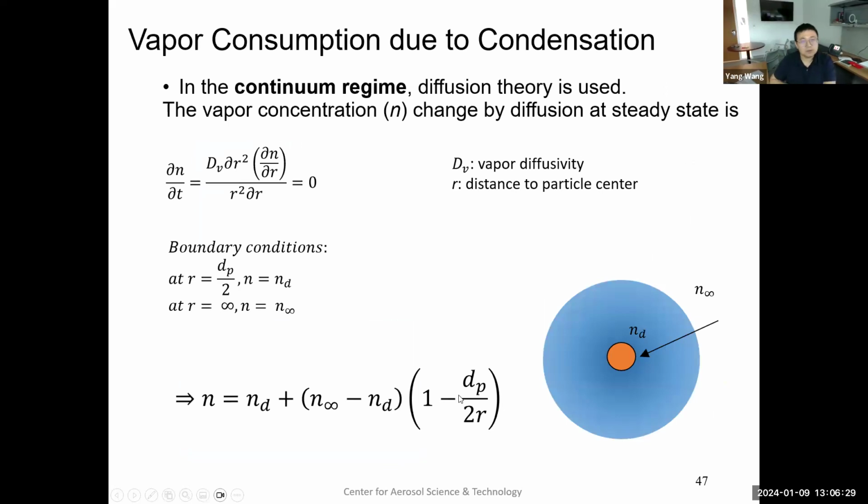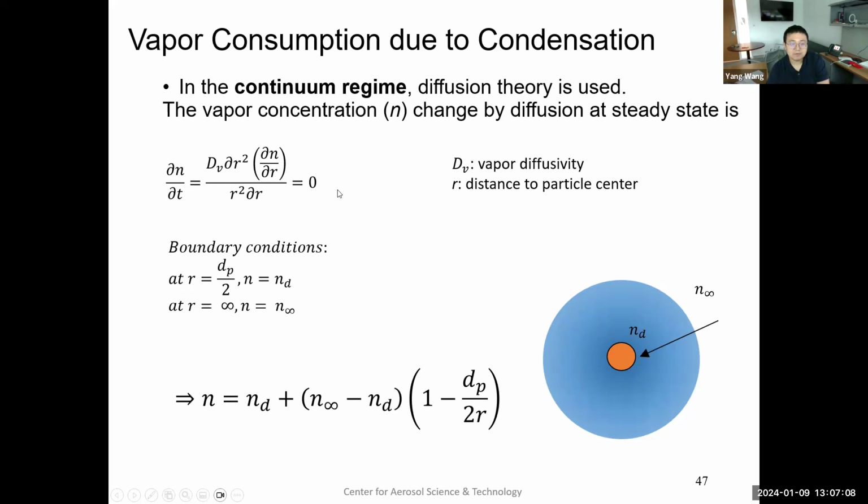So if you want to theoretically or mathematically understand this process, there are equations describing the condensation mechanism. Here we'll just focus on the continuum regime, because for the free molecular and transition regimes there are also equations, but the continuum regime equations are relatively simpler, right? First, you can describe the distribution of the vapor concentration at any location when you're considering a spherical particle in the system, using spherical coordinates.